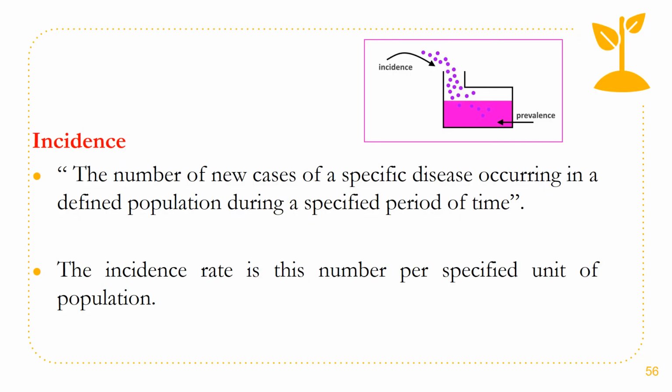Coming to incidence, the number of new cases of a specific disease occurring in a defined population during a specific period of time. Here two things I will be stressing: specific disease, specific period of time. So the incidence rate is this number per specified unit of population.